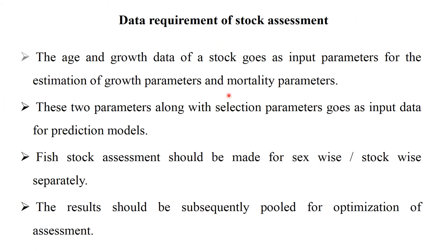So growth and age data of a stock is an important parameter, because these two important estimations allow us to estimate the mortality parameter and other different parameters that are required for the stock assessment. And these two, growth and age data, also help in the selection of parameters that go as input for the prediction model.